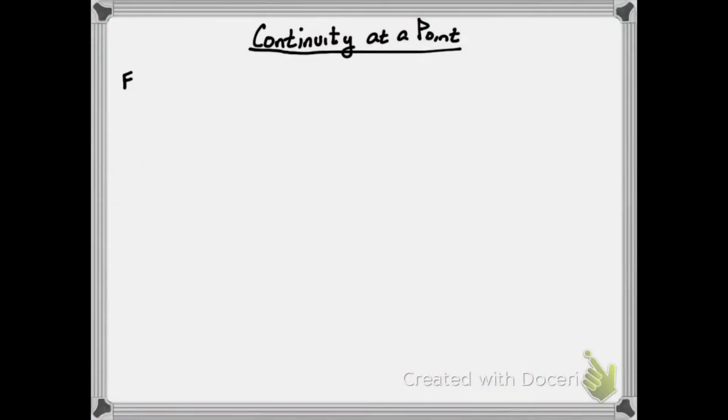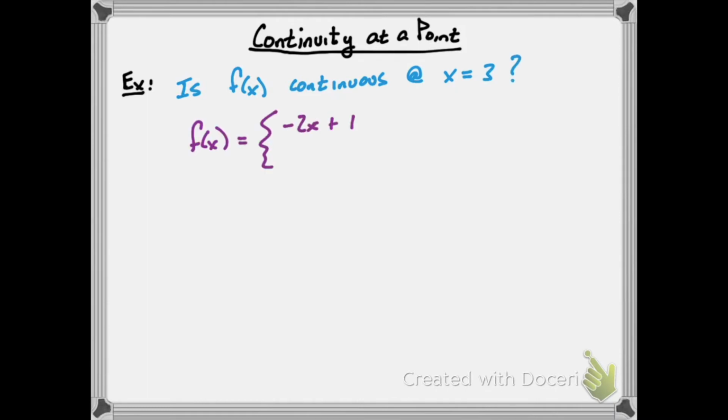Let's check out an example of determining whether a function is continuous at a point. For our example, let's check to see if our function f of x is continuous at x equals 3. I'll define f of x to be this piecewise function. We'll define it as negative 2x plus 1 for x values less than 3, and x squared minus 4x minus 2 for values of x greater than or equal to 3.